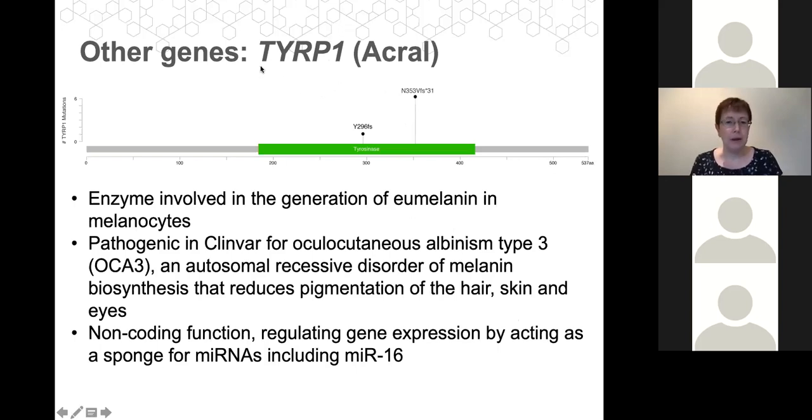Another gene which is particularly focused in acral melanoma is TYRP1, and these were all frameshift mutations, and it's quite interesting because 6 of the 7 were a single frameshift variant. TYRP1 is an enzyme involved in the generation of eumelanin in melanocytes. It's also pathogenic in ClinVar for oculocutaneous albinism type 3, which is an autosomal recessive disorder of melanin biosynthesis, and it reduces pigmentation of the hair, skin, and eyes.